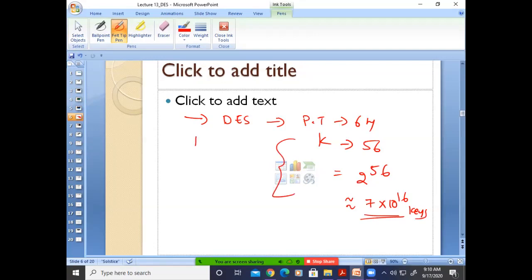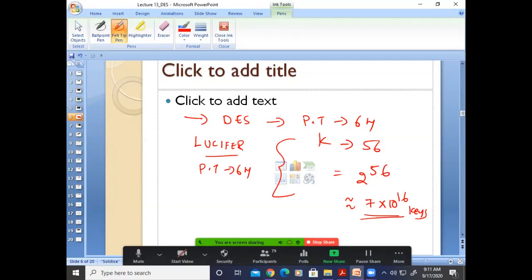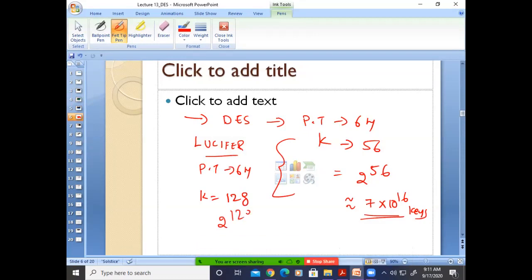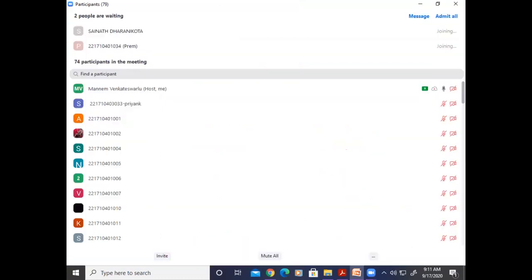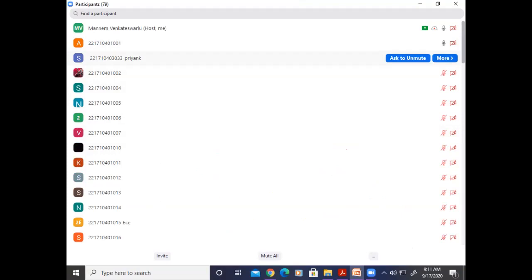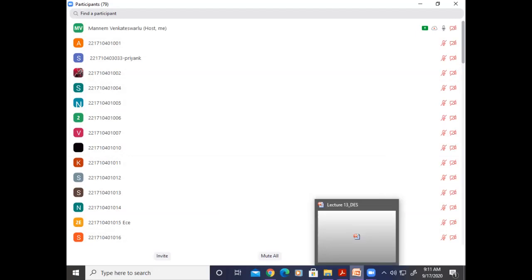Whereas in Lucifer, the plain text block is 64 bits only, but the key size was 128. That means 2 power 128 combinations. So there is a drastic change in the possible keys, right? Are you following? Are you getting my point here? So that was Lucifer, and that is the refined version, which we are now calling DES.